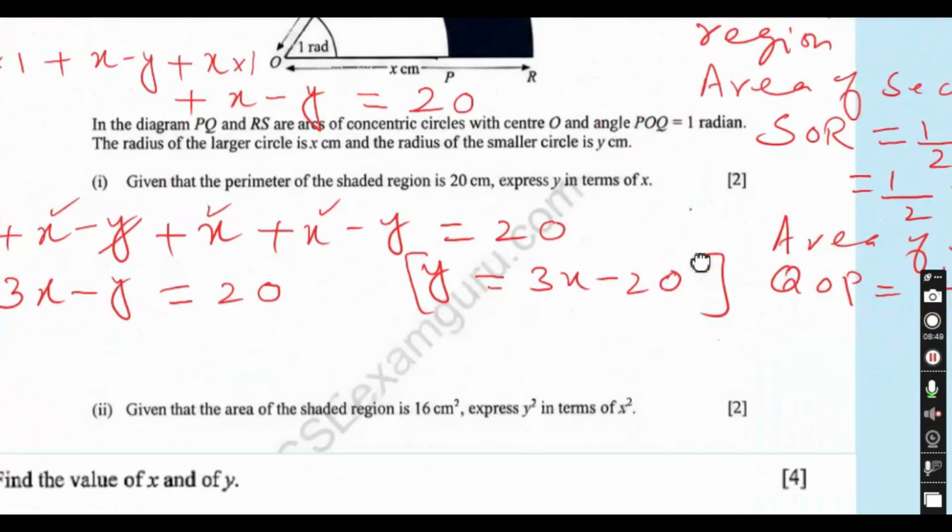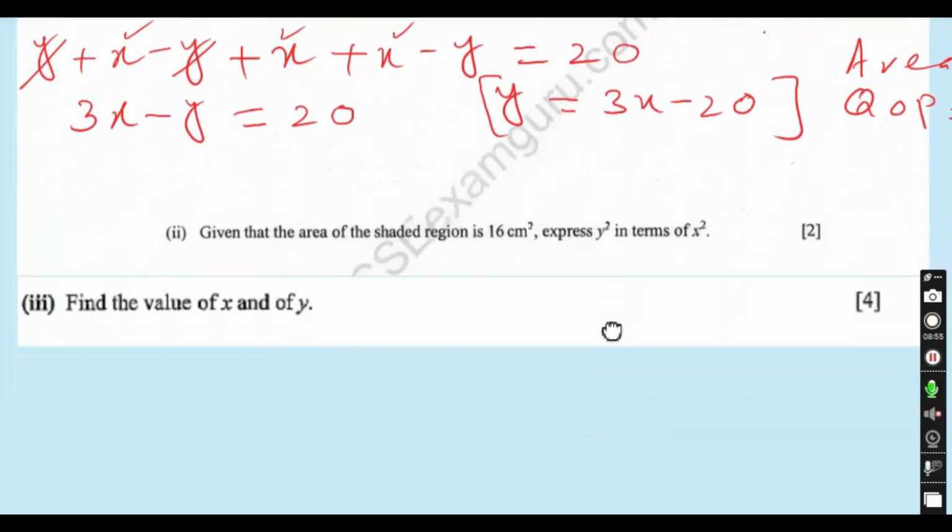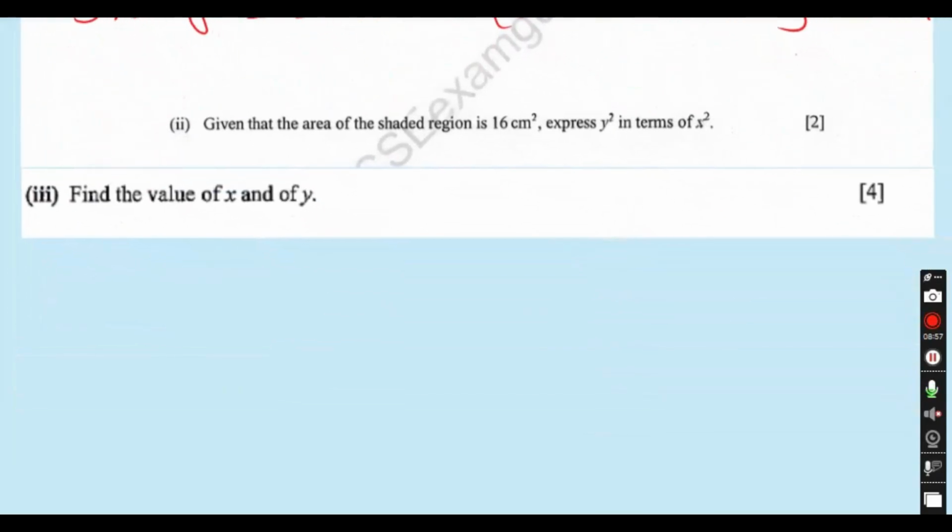The last part is: find the value of x and y. Very easy. What was the answer of the first part? It is 3x minus 20 is equal to y. Assign the name of this equation as equation number 1.